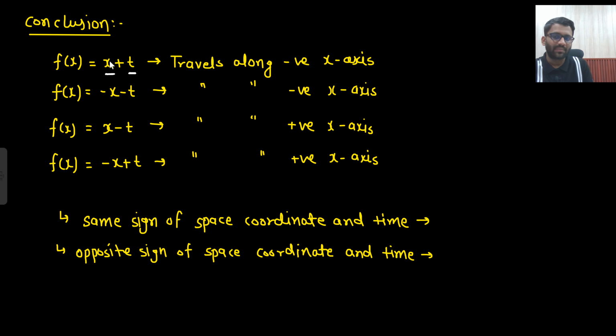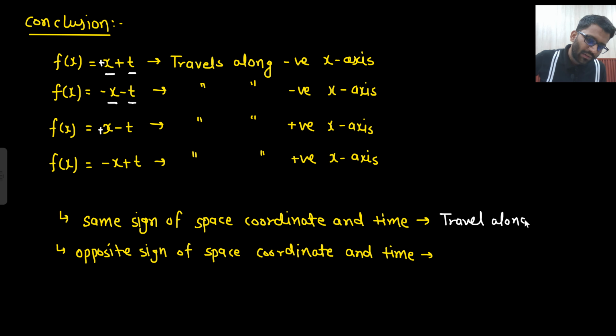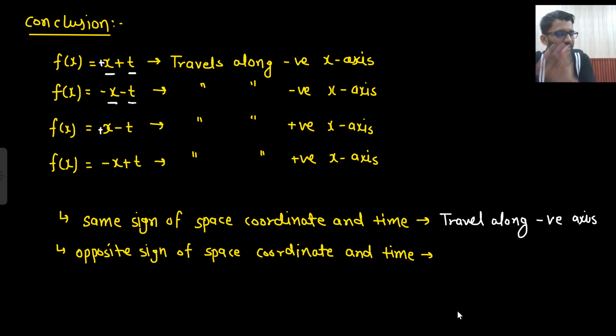When there is the same sign of space and time, minus minus, plus plus, right? This is plus, this is plus, this is minus. So plus plus, minus minus, same sign, that means traveling along minus x-axis, or I can say same sign means travel along minus axis only. It could be minus x, minus y, minus z, it could be anything. But if there is same sign, that means you are traveling along negative axis. And if there is opposite sign, that means you are traveling along positive axis.